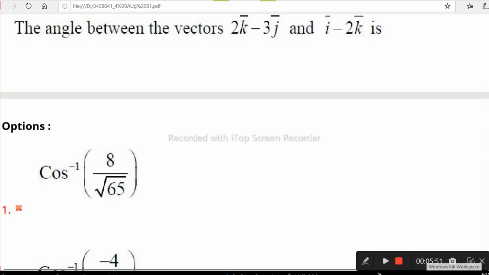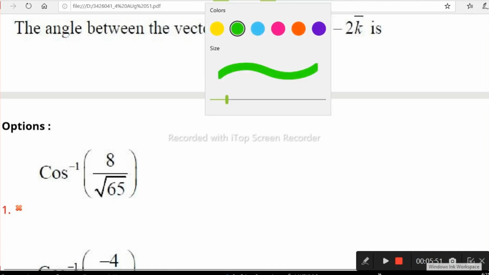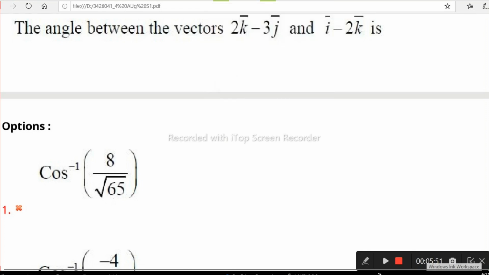See this question, what is it asking? Simply the angle between the two vectors. Two vectors are given, and the angle between them is asked. You know the angle between the two vectors, if you use the cos formula, cos theta is equal to mod of a dot b by mod a mod b.